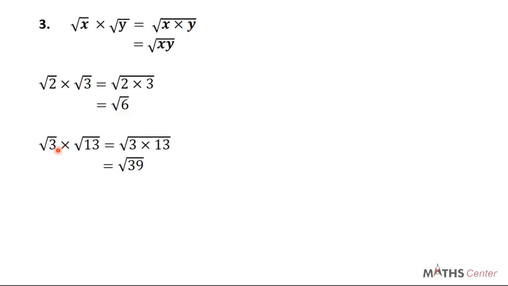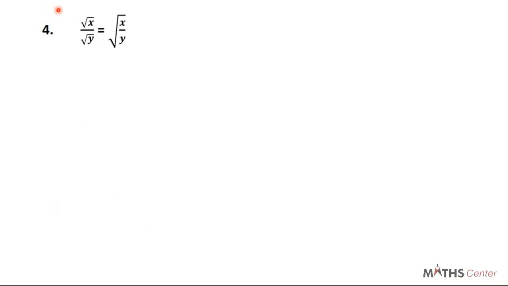Another example, if you have square root of 3 multiplying square root of 13, is going to be square root of 3 times 13. You know that if you multiply 3 by 13, you are going to get 39. So this is going to give a square root of 39. Let's look at another example. If you have square root of 5 multiplying square root of 6, it's going to give you square root of 5 times 6. We know that 5 times 6 is 30. So this is going to give us square root of 30.